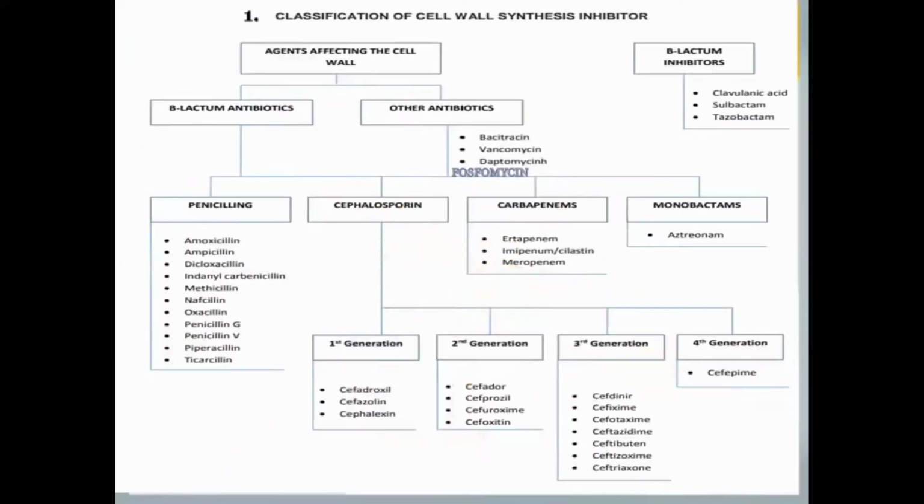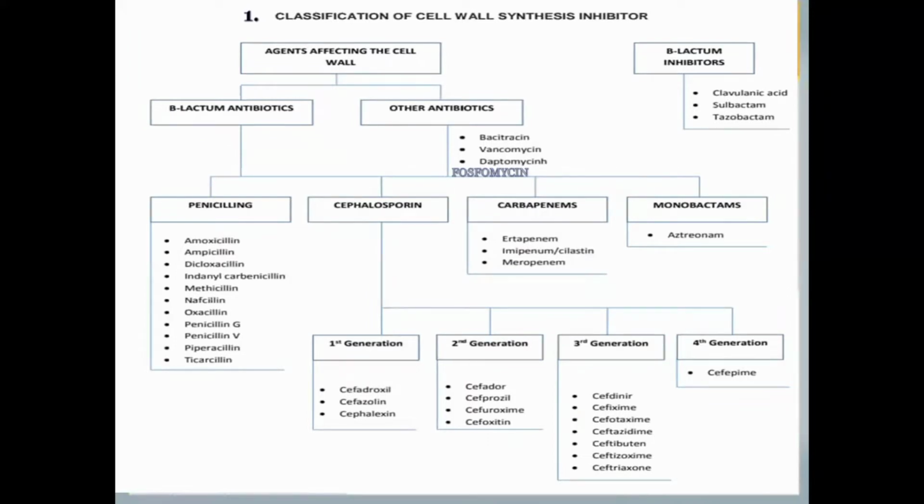Now, we can begin from the cell wall inhibitors, and these cell wall inhibitors can be classified into 2. That is the beta-lactam antibiotics and other antibiotics. Other antibiotics are just inclusive of fosfomycin, vancomycin, daptomycin, and bacitracin. On the other side, we have the beta-lactam antibiotics. These beta-lactam antibiotics include the penicillins, cephalosporins, carbapenems, and monobactams, as we've seen.